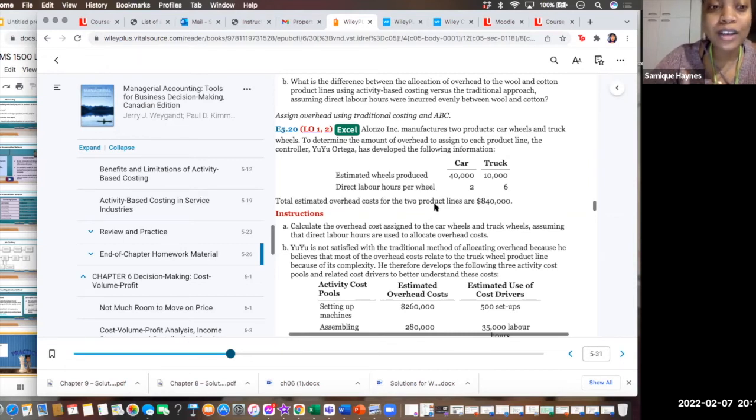$840,000 is your overhead cost. These are indirect costs. These are not easily traced to our product. These costs we need to allocate. We need to know how much goes to the car. We can't do 50-50. That's not fair, right? So we have to think of a more efficient way to allocate the cost. And so we're going to use direct labor hours to help us figure out how much goes to car and how much of the $840,000 goes to the wheels for the truck. Does that make sense so far?